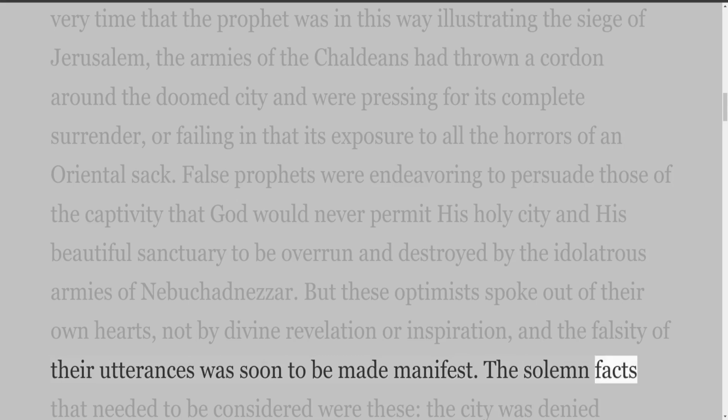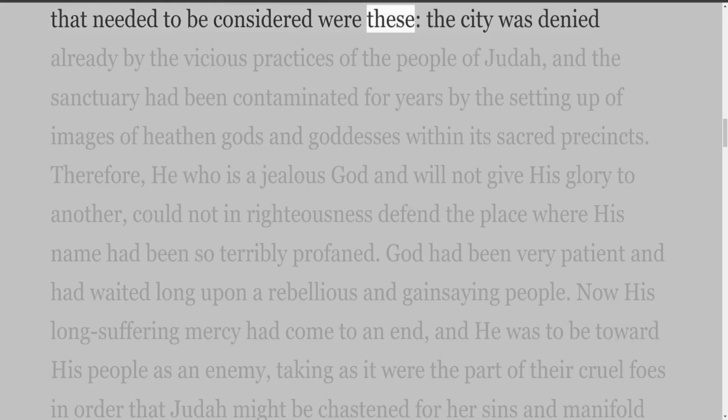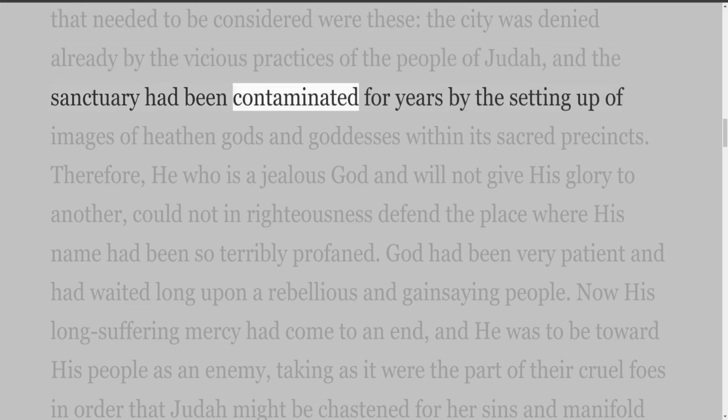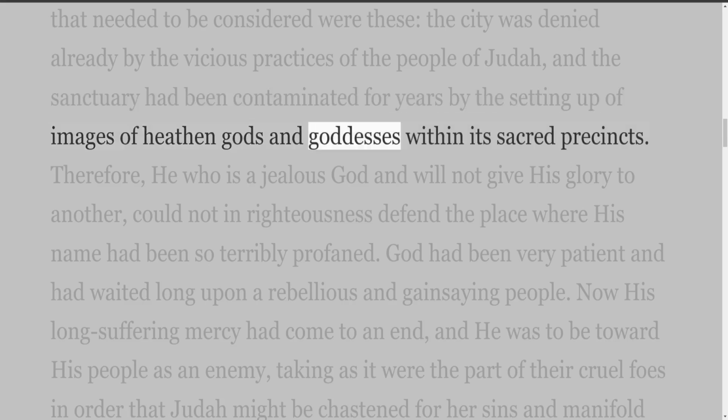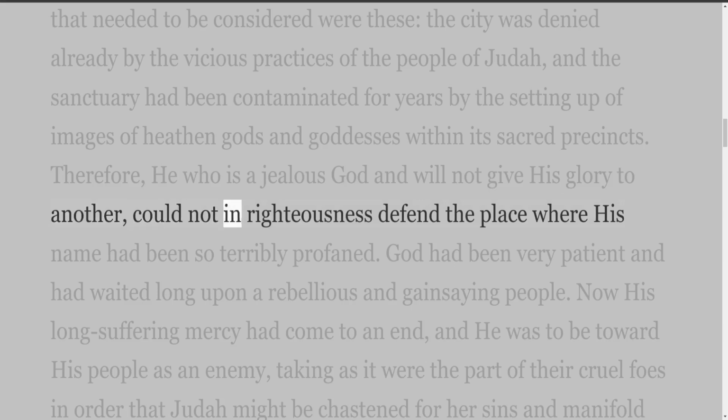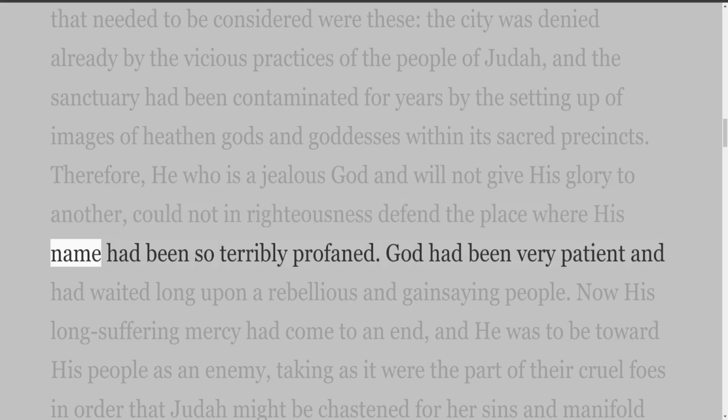The solemn facts that needed to be considered were these: the city was defiled already by the vicious practices of the people of Judah, and the sanctuary had been contaminated for years by the setting up of images of heathen gods and goddesses within its sacred precincts. Therefore, he who is a jealous God and will not give his glory to another could not in righteousness defend the place where his name had been so terribly profaned.